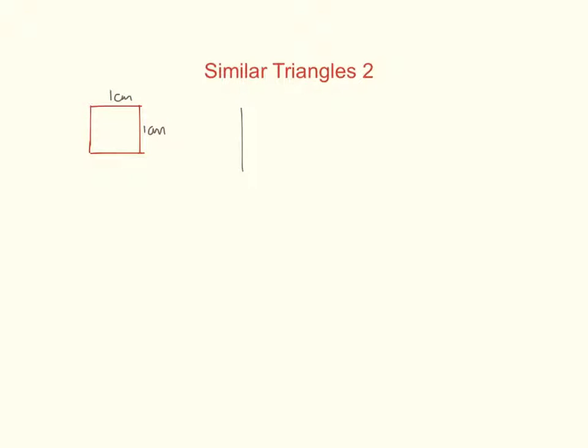And I'm going to now draw a square that is supposedly double the size. Okay, so this is going to be 2 centimeters and 2 centimeters. Now these squares are similar, obviously, because if you look at the ratio, it's going to be a 1:2 ratio, and that's because this square is double the size of that one.